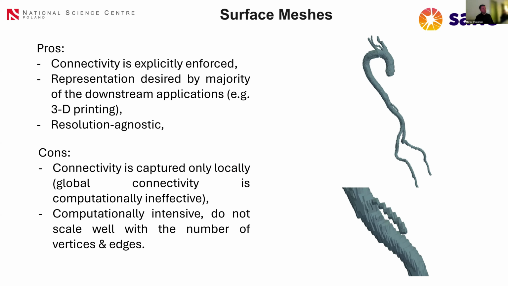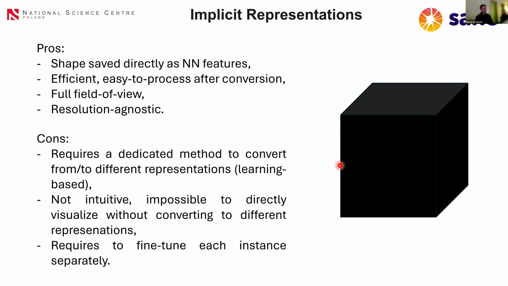And then the fourth representation that we are going to explore in this project is the implicit representations. This is quite a new kind of geometric representation, because people started to work on implicit neural field representations, I think, in 2015, more or less. So it's 10 years old compared to voxel grids, point clouds, or meshes. It's a much younger representation. In this representation, the shape is directly saved in the weights of the neural network.